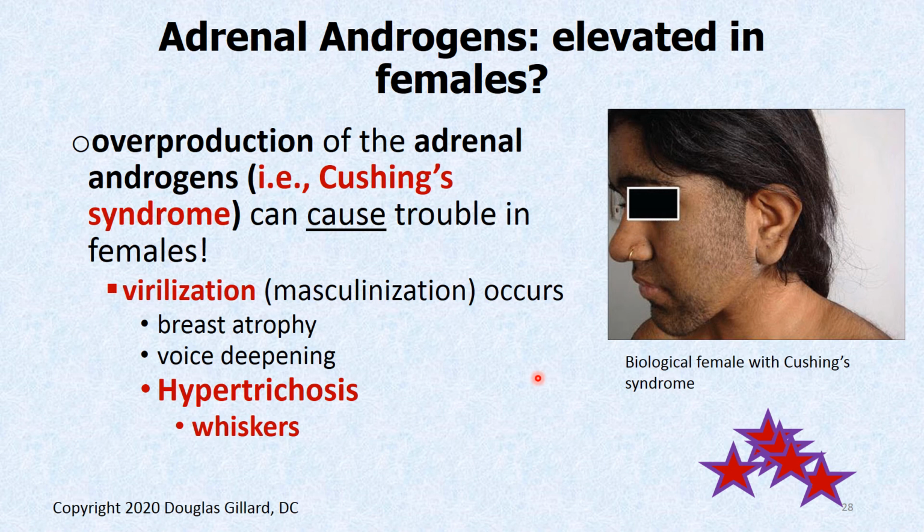And so what happens in our case with Cushing's disease, or in our case where we get too much ACTH created? Cushing's is a good example.